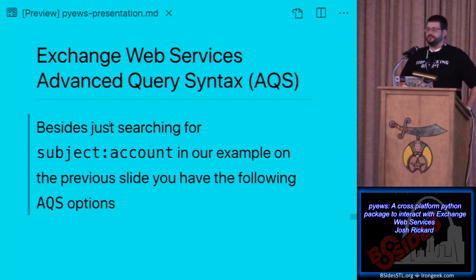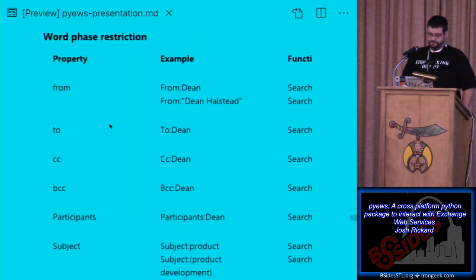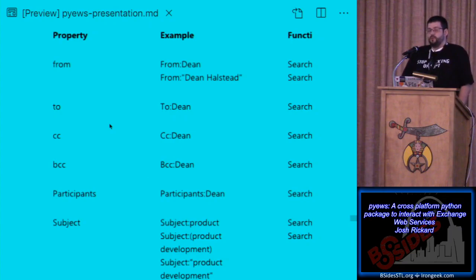So the search syntax is all based on Exchange's, what they call AQS. And it's advanced query syntax. And it's pretty straightforward, but besides seeing the subject and account in our example on the previous slide, you can actually search a lot more options. So you can specify if you wanted a very specific from user, or almost a regex, you can just add a star to it. So some domain, star at some domain.